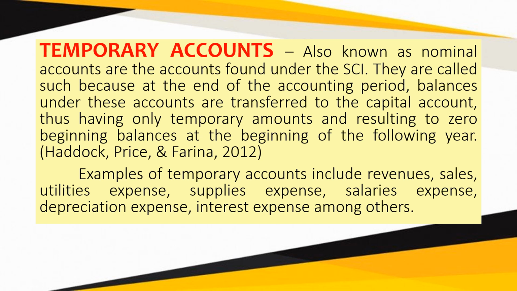The accounts found under the SCI are called temporary accounts, which are also known as nominal accounts. They are called temporary because at the end of the accounting period, balances under these accounts are transferred to the capital account, thus having only temporary amounts and resulting to zero beginning balances at the beginning of the following year. Examples of temporary accounts include the revenues, the sales, utilities expense, supplies expense, salaries expense, depreciation expense, and interest expense.